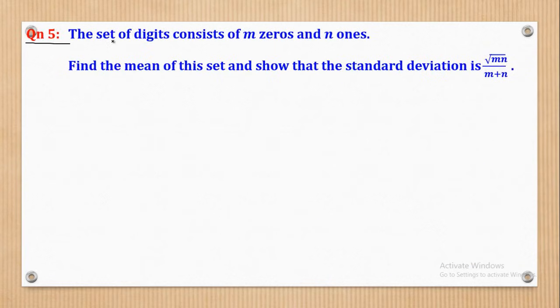Then we shall go to question 5, which says the set of digits consists of m zeros and n ones. Find the mean of this set and show that the standard deviation is given by this expression.